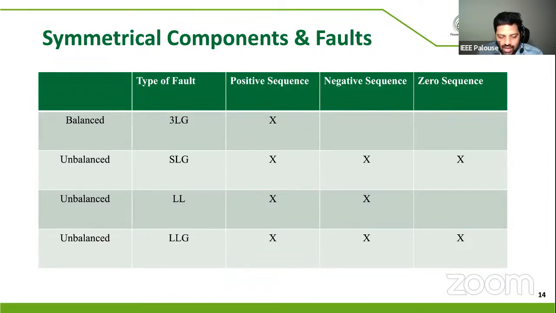If you have a balanced three-phase fault, a three-line to ground fault, you'll only receive a positive sequence from your calculations. You'll never have negative or zero sequence components. If you experience an unbalanced fault, such as a single line to ground fault, you will notice three different components, positive, negative, and zero, within your calculations. If you have a line to line fault, you will have only positive and negative sequence components. And if you have an unbalanced line to ground fault, you will have all three of these components.